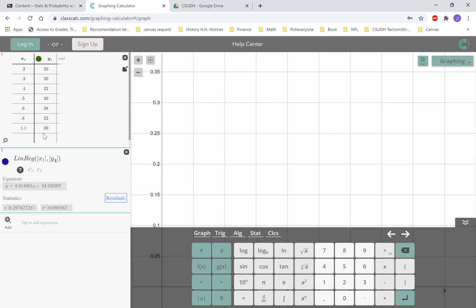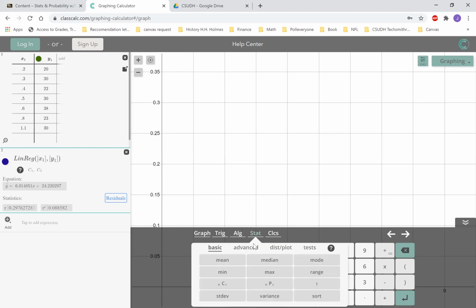All right, so that's how you want to use the calculator. So if I'm asking you for the R and the linear regression, all you have to do is go to stats, go to advanced, and make sure that you choose linreg. All right, any question for that?